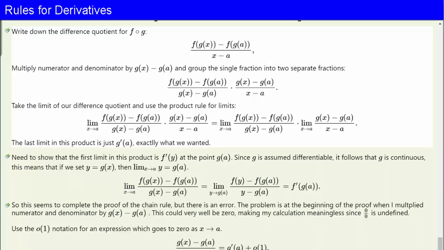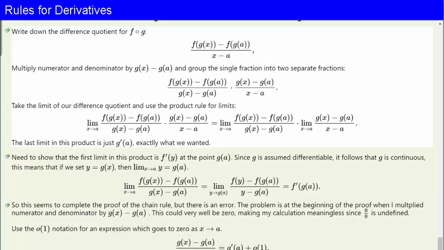We are going to give a mildly incorrect proof of the chain rule, because this incorrect proof is far more instructive than the careful proof. We will confess and point out the error after we have gone through it and outline how to correct it. To begin, we as usual write down the difference quotient for f composition g. That's f of g of x minus f of g of a over x minus a.